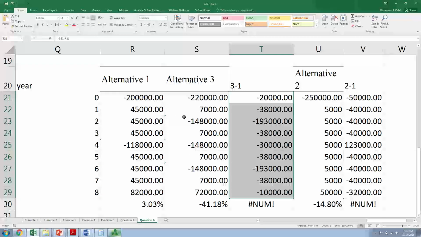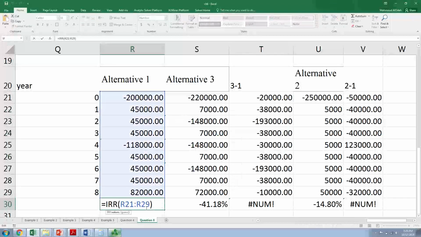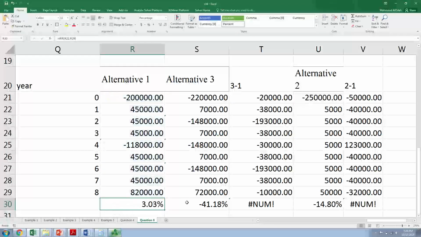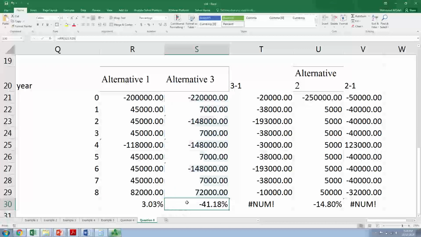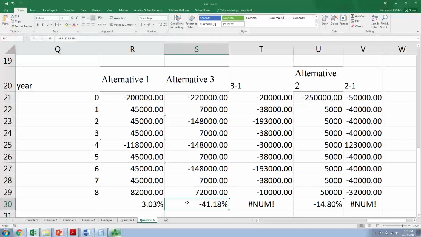Also, you could calculate the IRR for each alternative. For alternative 3, we have minus 41%, which basically means you're losing 41% of your money. So you might say, I calculated the IRR, I don't need the incremental analysis. Well, first of all, you need to do the incremental analysis, because it's kind of a rule of thumb. But if the incremental analysis did not work, there are other ways of doing it.